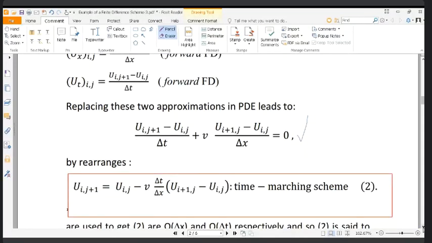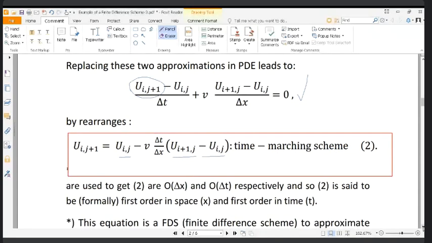By rearranging and computing ui and j plus 1, we have ui and j plus 1 equal ui and j minus v delta t over delta x times ui plus 1 and j minus ui and j. This scheme is called a time marching scheme, okay? If we look at this equation carefully, we can see that the right-hand side of this equation is based on Tj, and the left side is for j plus 1.